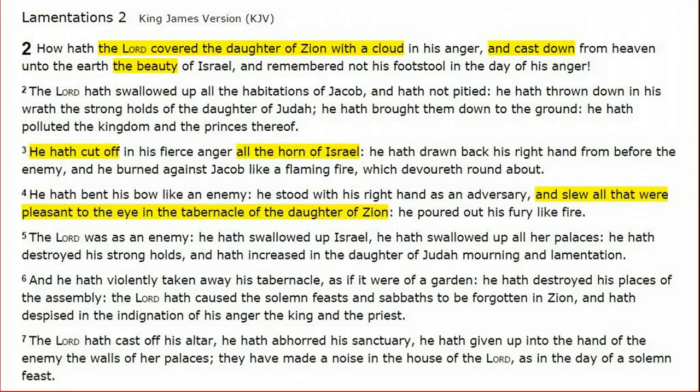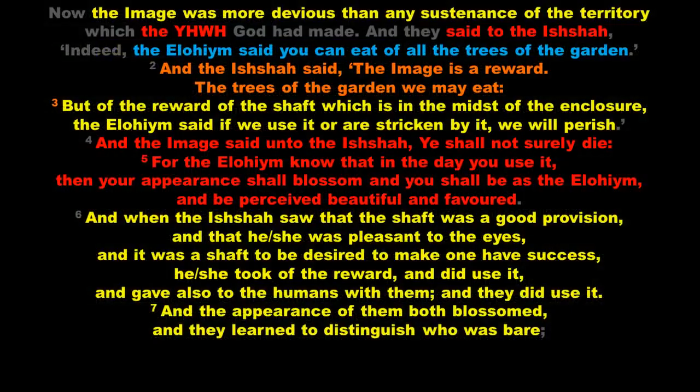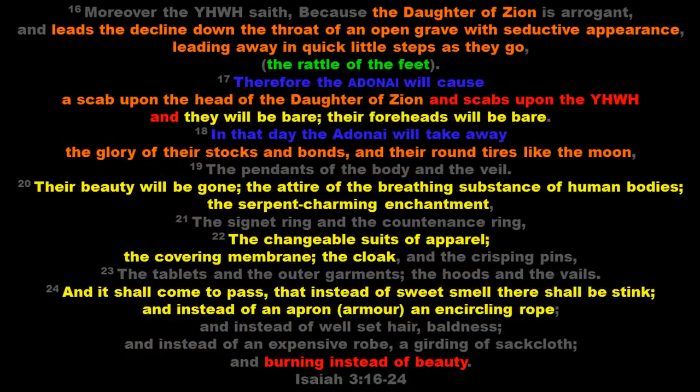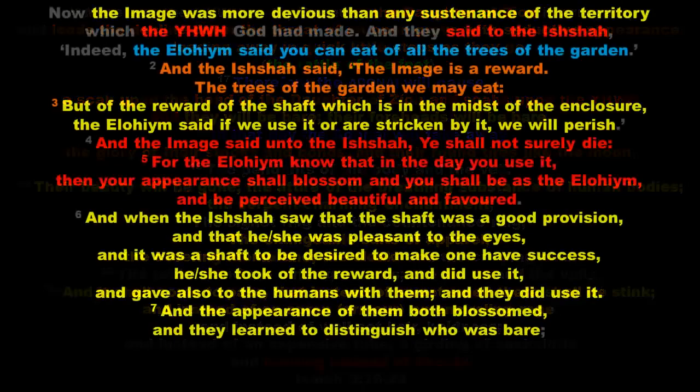So we're told in Lamentations 2 and Isaiah 3 that those who use the technology that makes them beautiful will be cast down. The technology will be taken away from them. And in Genesis 3, it tells us the ones using the image technology are the Ishah and the humans with the Ishah. So there are both humans and hybrids using it. But we also know the image came from Yahweh. They were the first ones using it before the Ishah were created. So both Lamentations 2 and Isaiah 3 say the Adonai will take this deceiving technology away, and the daughter of Zion and the Yahweh will be bare.